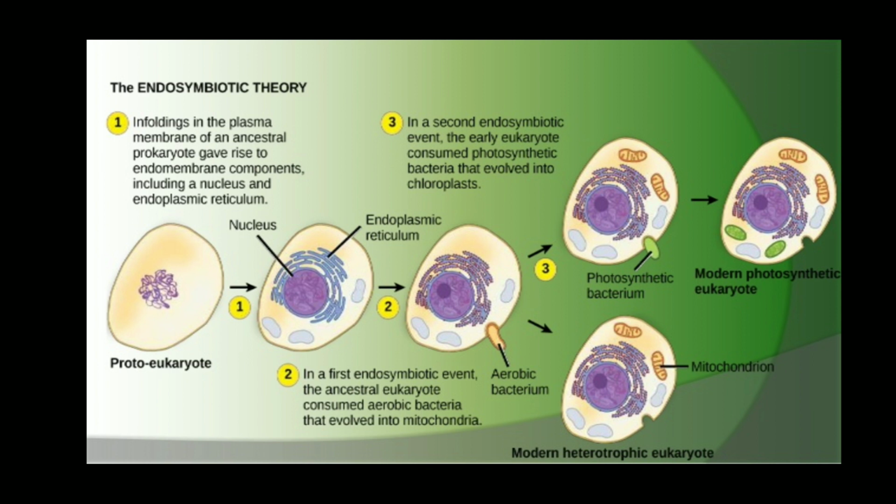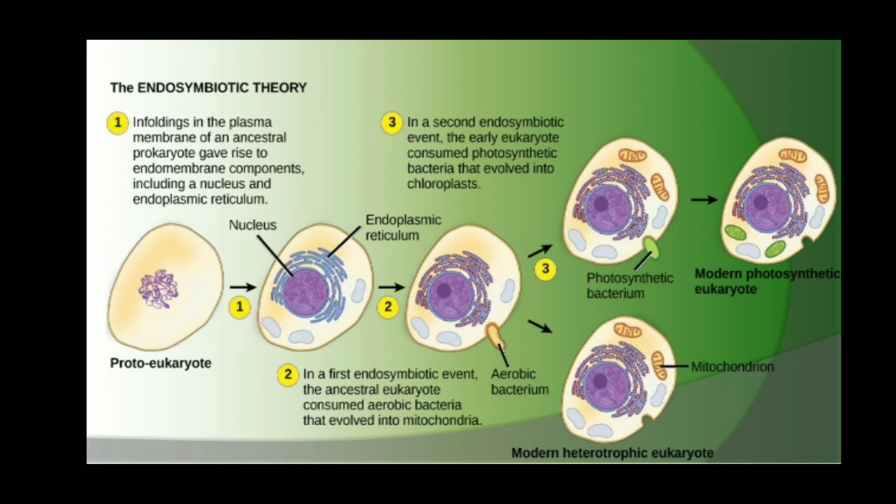So in the first endosymbiotic event, the ancestral eukaryotes consumed aerobic bacteria that evolved into the mitochondria. So in this way the mitochondria evolved, right? In the second symbiotic event, the early eukaryotes consumed photosynthetic bacteria that evolved into the chloroplast, right? And in this way the eukaryotic cell evolved, having the mitochondria as well as the chloroplast, and there will be a symbiotic association between these two different kinds of bacteria.